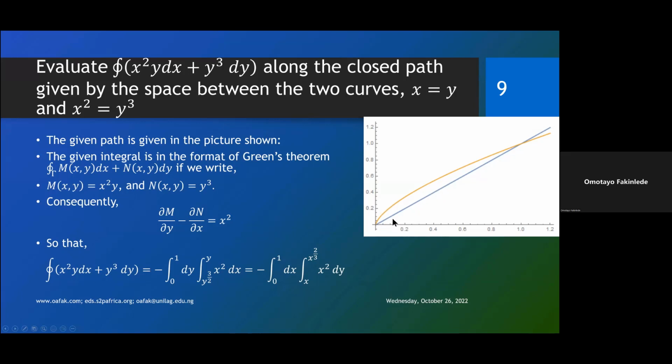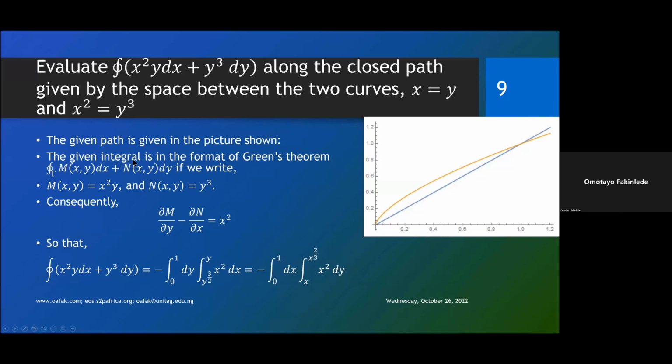So we are looking at an integral that goes along this path. When it gets to the joining there, it comes back. It goes through this, it binds this narrow strip of area. And that is the path. Now, the given path is given in the picture shown.